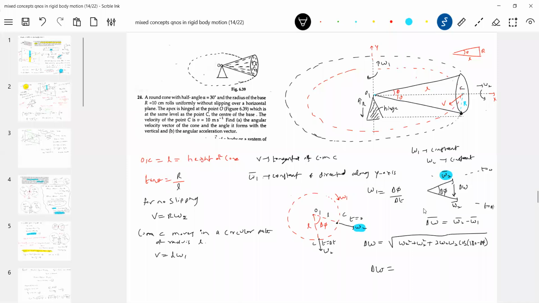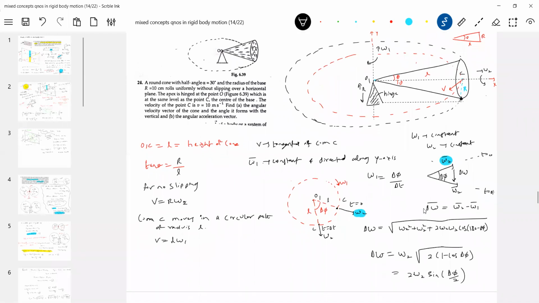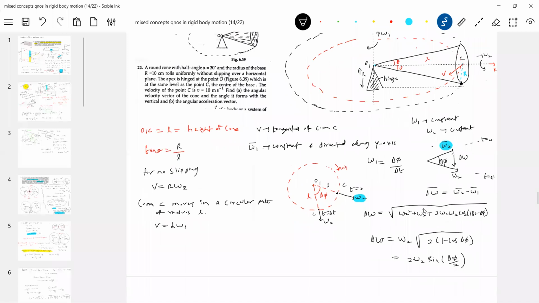Delta omega is equal to, finally, omega 2 into 2 sine square... into minus cos delta phi. If I solve this, I'll end up with 2 omega 2 sine of delta phi. What is delta phi? Very small. The interval of time delta t I took is very small. So sine delta phi will be very small. So finally, how much will delta omega become? Omega 2 into delta phi. What will the final answer be?